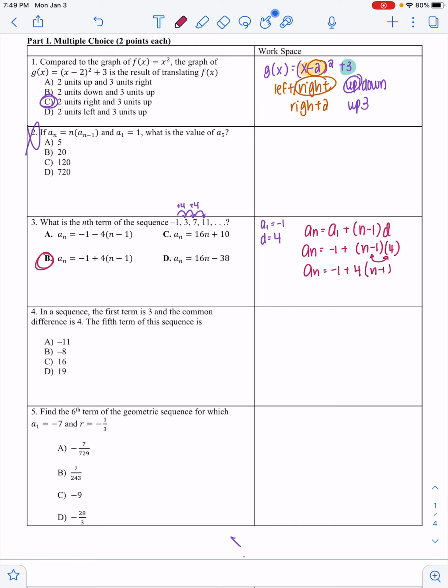Okay, let's see. We can keep on going. In a sequence, the first term is 3 and the common difference is 4. The fifth term of the sequence is blank. So a_1 equals 3. The common difference is 4.